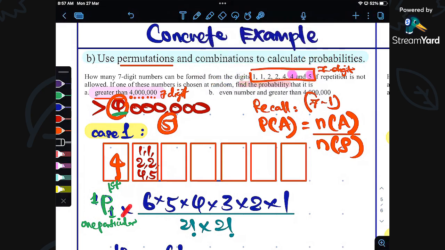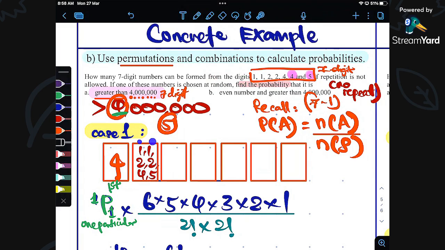And then I have to multiply it by what? By 6. If you look here, 6 times 5 times 4 times 3 times 2 times 1. This is actually 6 factorial. How do I know it's 6 factorial? Because there are 6 numbers left. Since they say repetition is not allowed, no repetition, this is actually nPr. You should write it down here: no repetition, no repeat. It means that you cannot use the number 4 that you have already put at the first digit. Therefore, the remaining digits are only 1, 1, 2, 2, and then 4, 5.